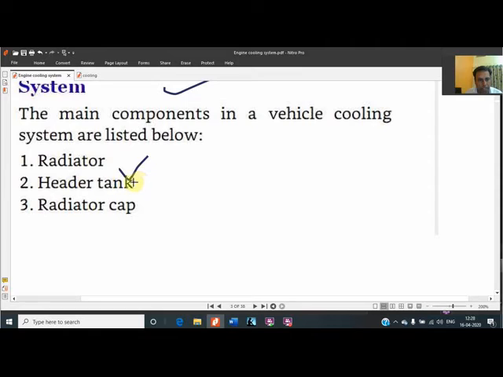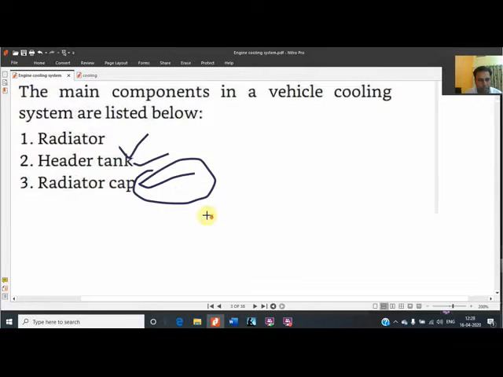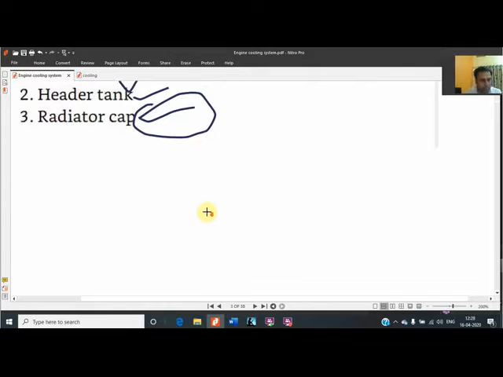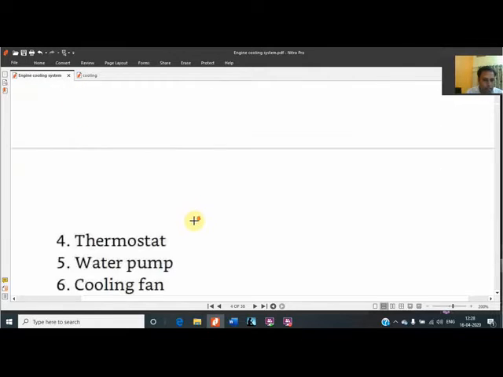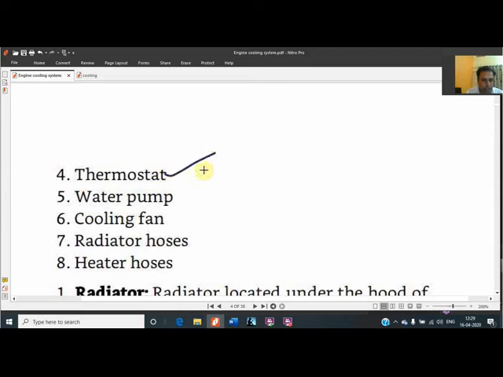Means the radiator, header tank, radiator cap. The cap is a very important thing because it pressurizes the coolant, and by means of pressurization the heat capacity of the coolant is increased. And the remaining is the thermostat, an important feature, because we can't run the radiator all the time, otherwise the engine won't start. The thermostat works at approximately 82 degrees centigrade or above.